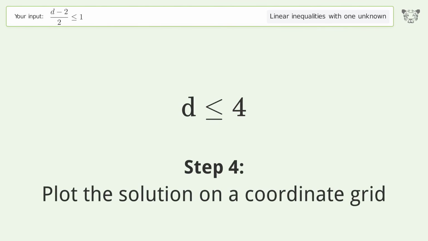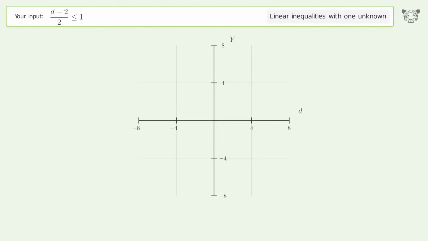Plot the solution on a coordinate grid. And so the final result is d equal or smaller than 4.